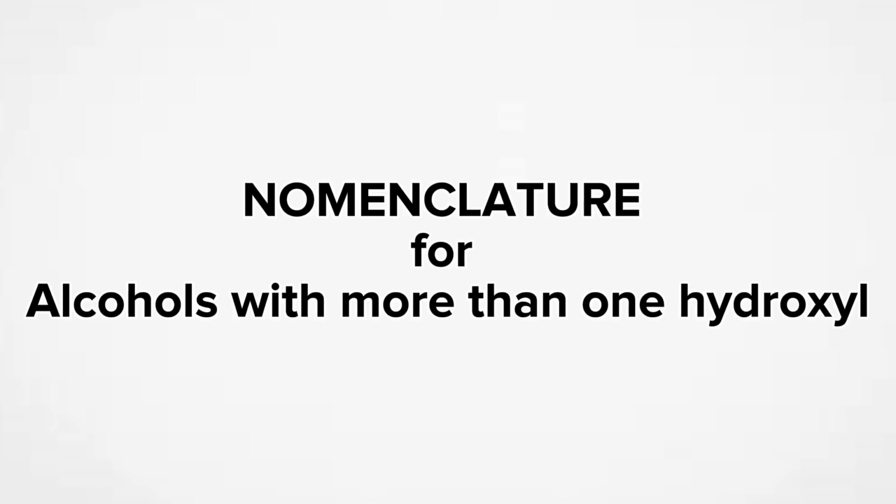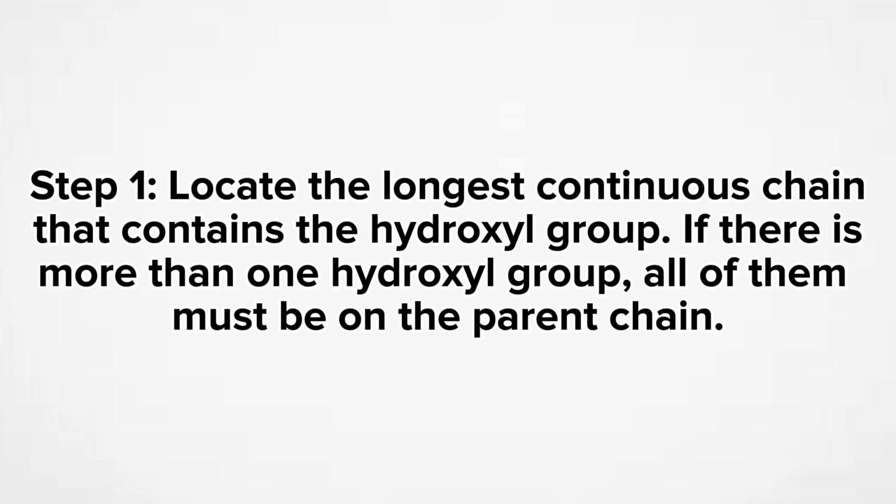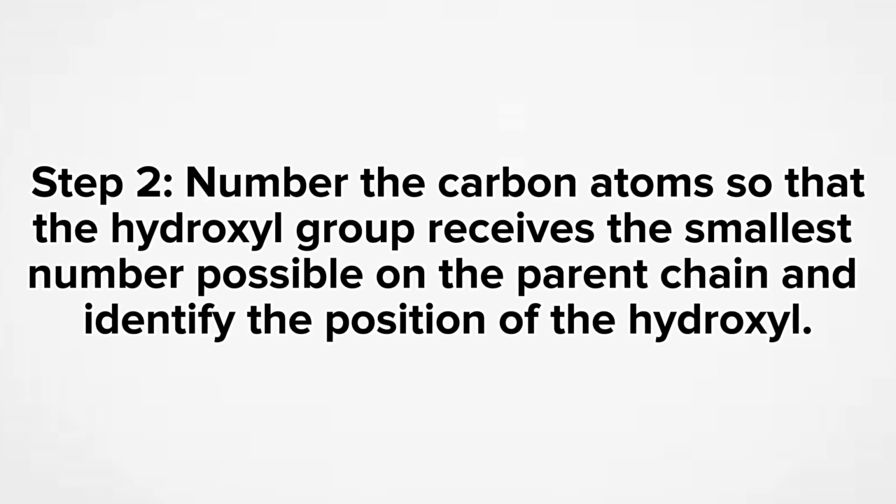So for the nomenclature of alcohols with more than one hydroxyl, we have to follow some steps. Step 1, locate the longest continuous chain that contains the hydroxyl group. If there is more than one hydroxyl group, all of them must be on the parent chain. Step 2, number the carbon atoms so that the hydroxyl group receives the smallest number possible on the parent chain, and identify the position of the hydroxyl.